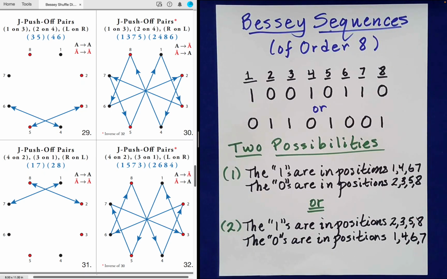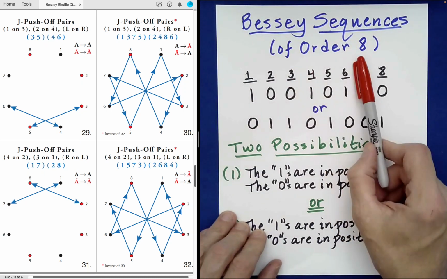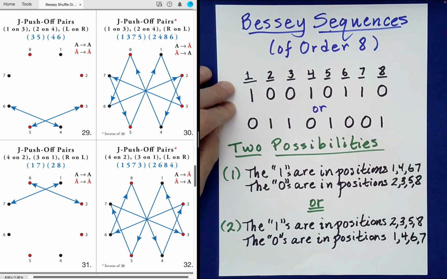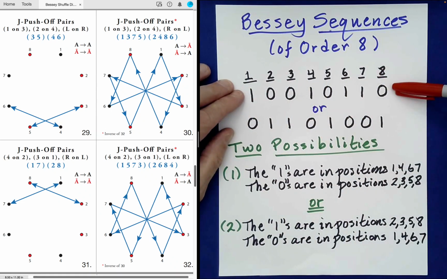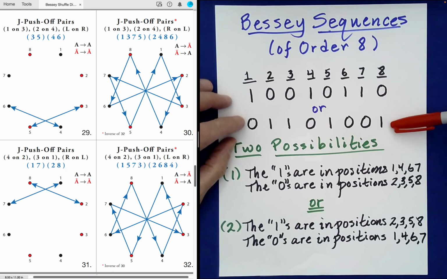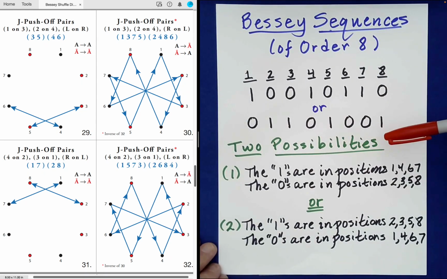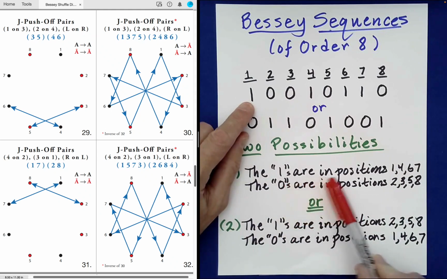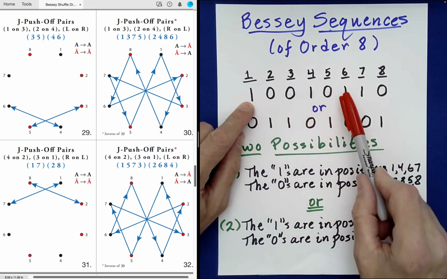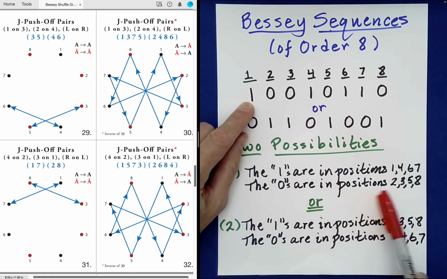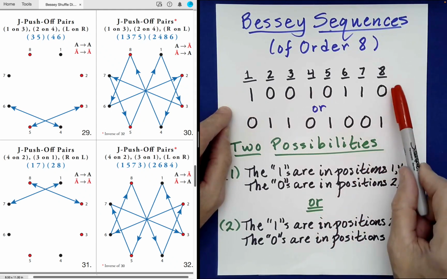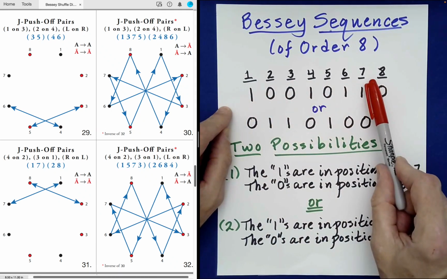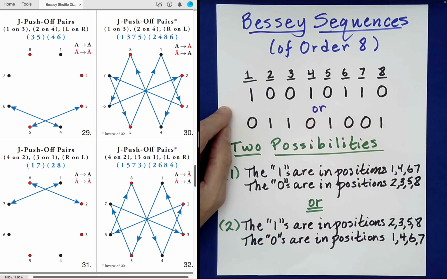Finally, for a quick review, recall that Bessey sequences of order 8 have the following structure. So up above I have the 8 position values, and then down below I've indicated where zeros and ones need to be so that the sequence is a Bessey sequence. And there are just 2 possibilities. The ones are in positions 1, 4, 6, 7, and the zeros are in positions 2, 3, 5, 8. Alternatively, if we look at the inversion of this sequence, which is the one below, the role of zeros and ones switch places.